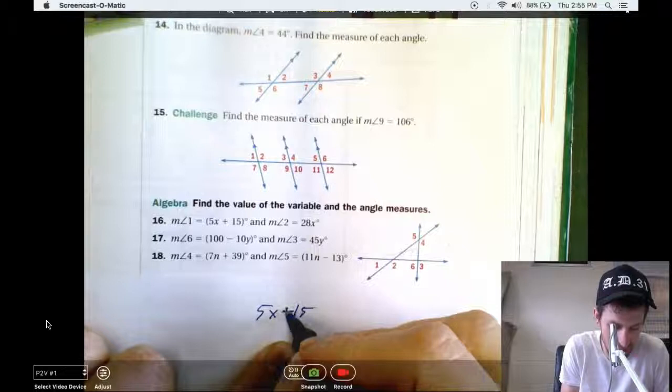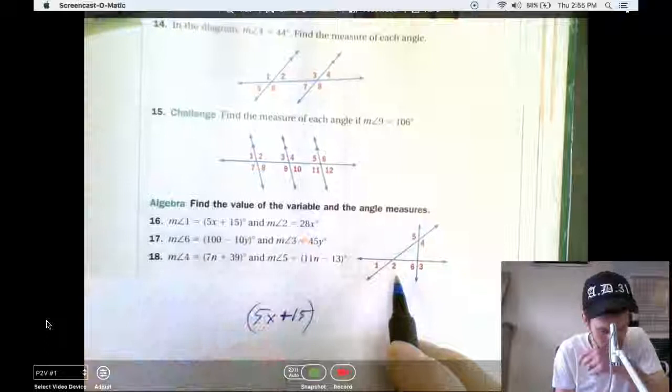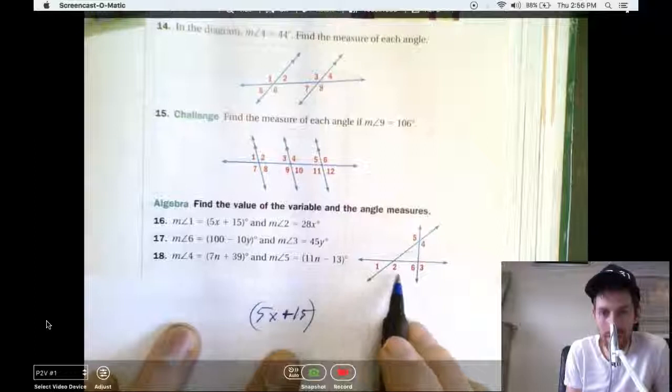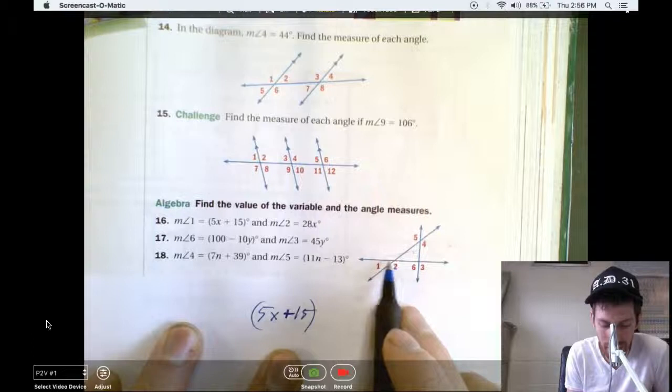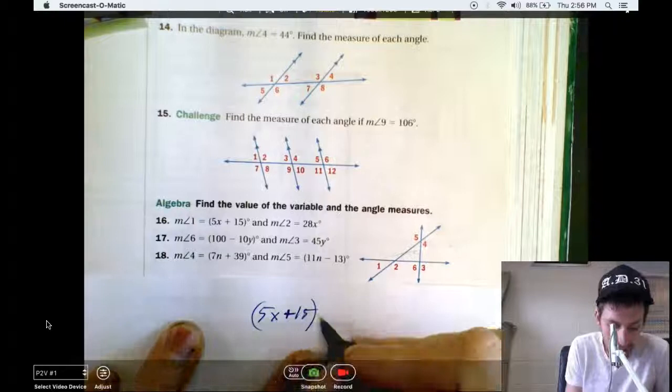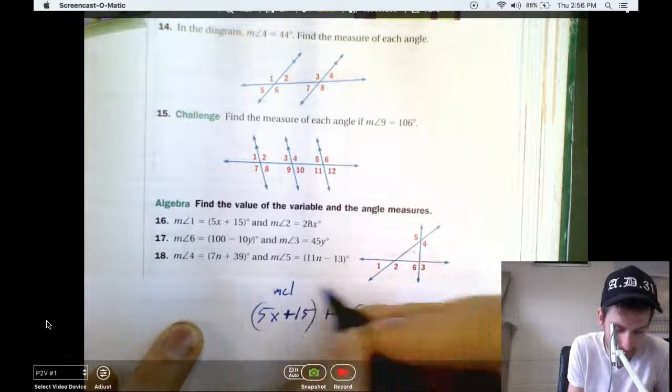So 5x plus 15 for angle 1, and measure of angle 2 equals 28x. Well, 1 and 2, those form a straight line here. So 1 and 2 are a linear pair. They add up to 180. So I should be able to say plus 28x, right? Because this is measure of angle 1, plus this is measure of angle 2. That should add up to 180.